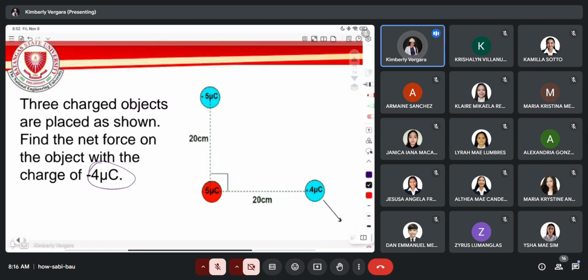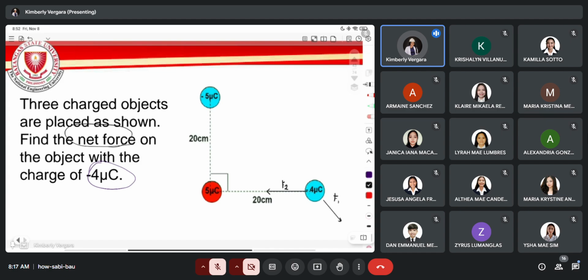Sabihin natin, this is F1. And then, si 5 microcoulomb and negative 4 microcoulomb, dahil sila ay negative and positive, attraction. So, this is F2. Ang sabi, net force, meaning we must get the sum of these forces. Ano mapapansin niyo po sa ating forces? Magkaiba po sila ng direction.